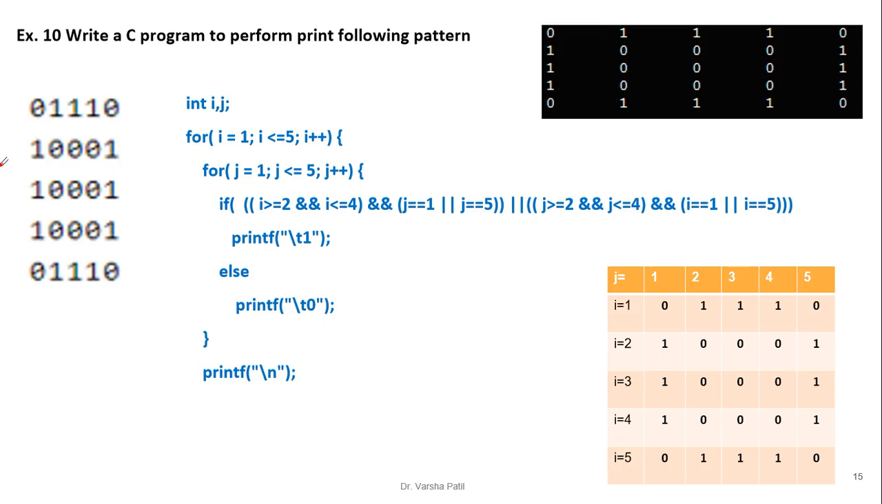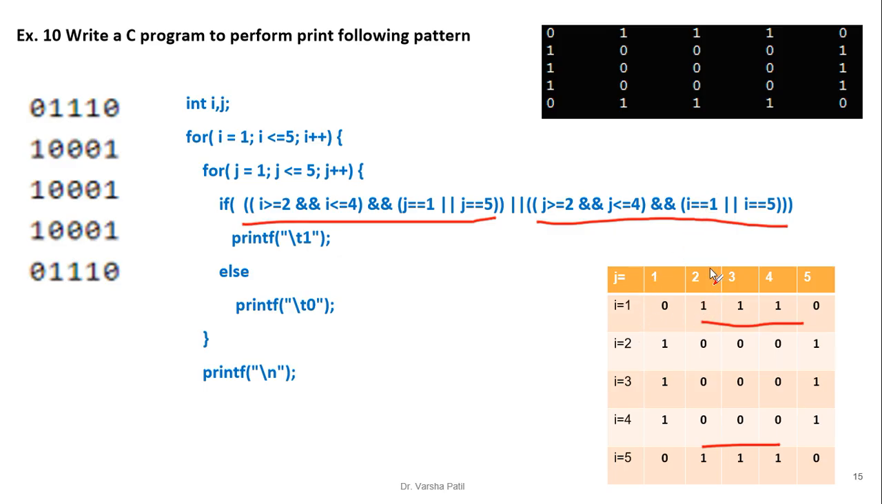Now for this problem, 0 1 1 1 0 1 0 0 1, there is no pattern match. So for that we need to write down each and every condition. So I have written this condition. For example, for 1, now see this condition. First we will check this condition. So here, what is the value of j?